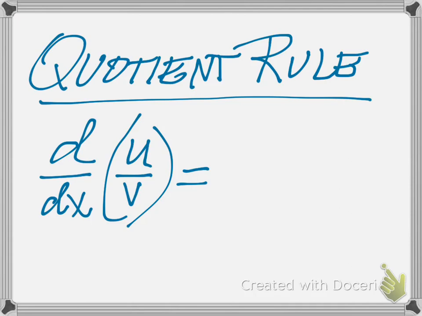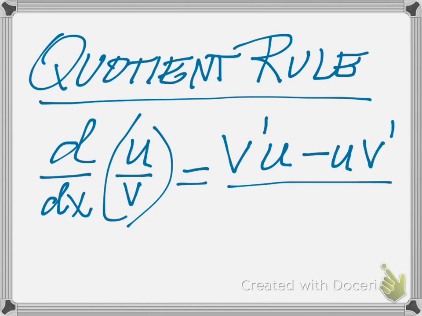This is going to be equal to the derivative of the bottom times the top minus the top times the derivative of the bottom, all over the bottom squared. Okay? So, again, the order is very important. You must do the bottom times the derivative of the top minus the top times the derivative of the bottom, all over the bottom squared.